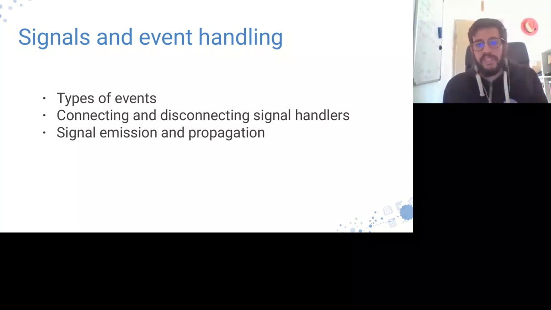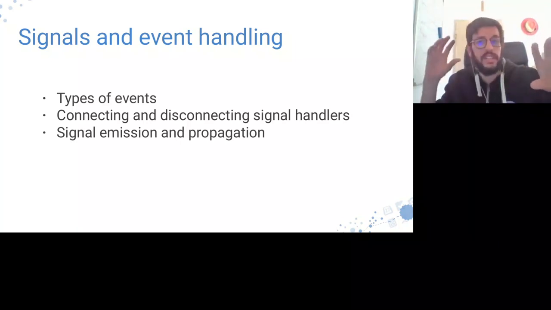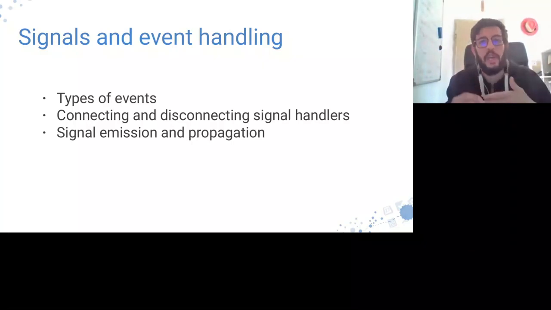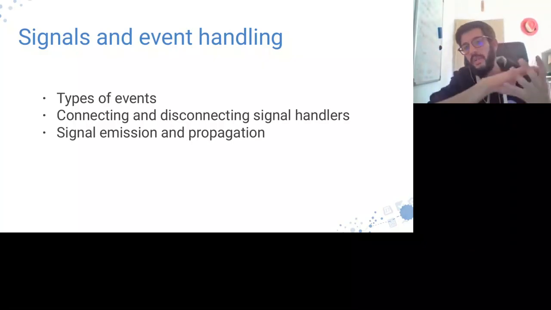I will probably skip this slide because it's about signals and event handling, and we have examples of that in the application that I'm going to be showing you. So it's basically that GTK has signals in the sense that you can connect to events emitted by a widget. So when a button gets clicked, it emits the clicked signal, and then there's a whole hierarchy of widget propagation. So one widget contains another one.